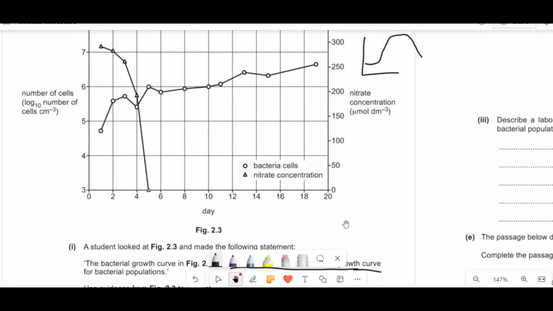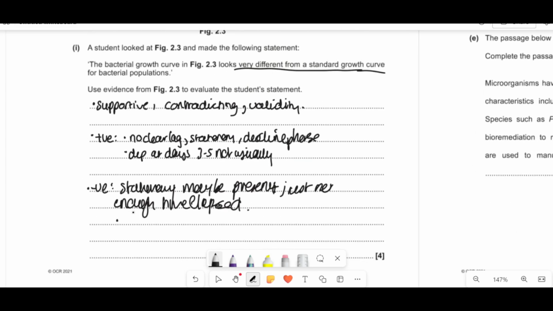What else is contradicting? So what else makes this the exact same? Well, if you have a look here between these days, you still have an exponential phase, don't you? Even though there's no lag phase, there's at least still that. So again, you're looking for anything that's contradicting, as in matching the opposite here. So there is still an exponential increase at days 1 to 2.